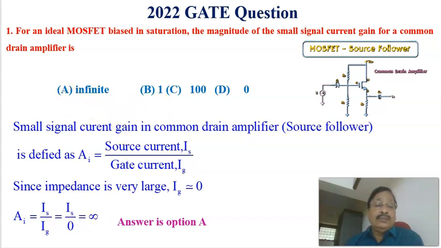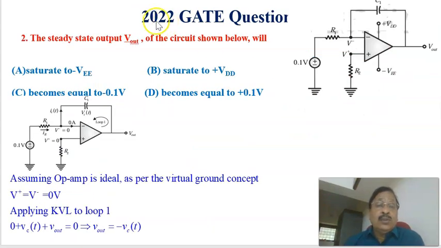Now, the second problem of the 2022 GATE question: the steady state output voltage Vout of the circuit shown below is. This is an op-amp circuit, in which the non-inverting terminal, that is the V plus terminal, is grounded through a resistor.